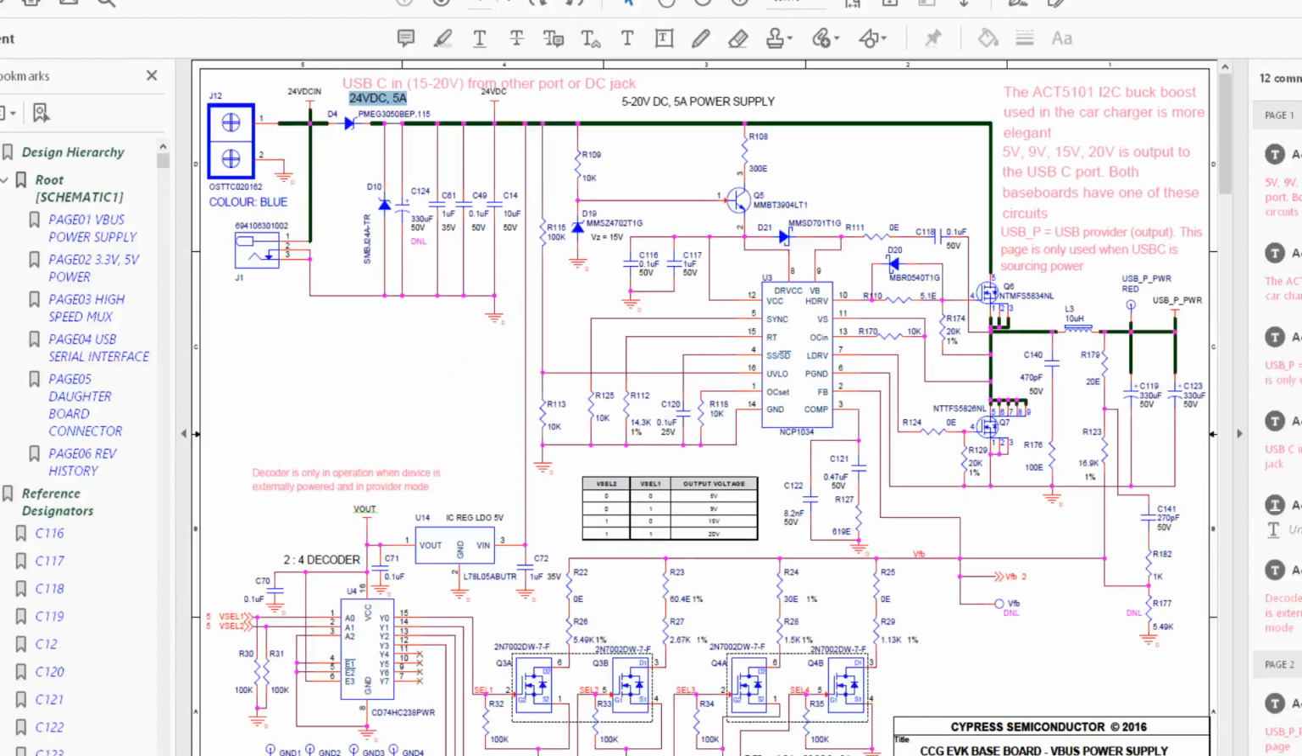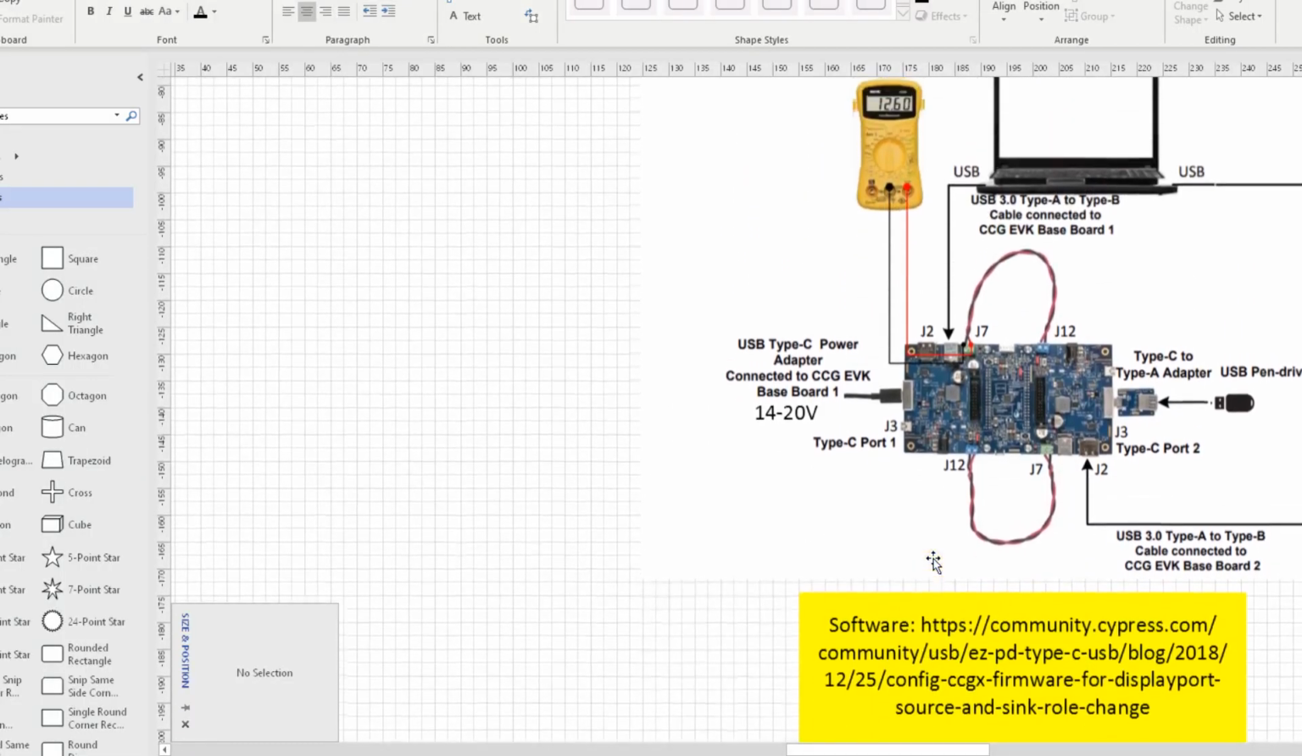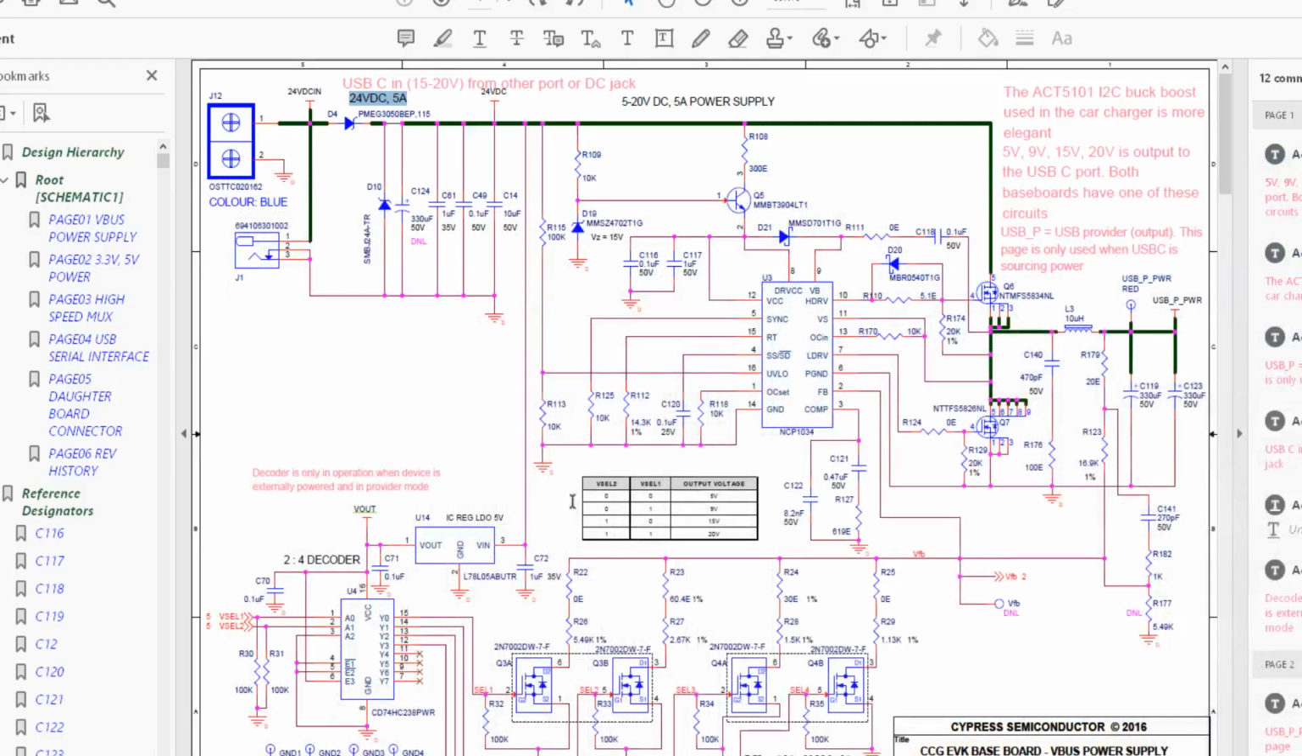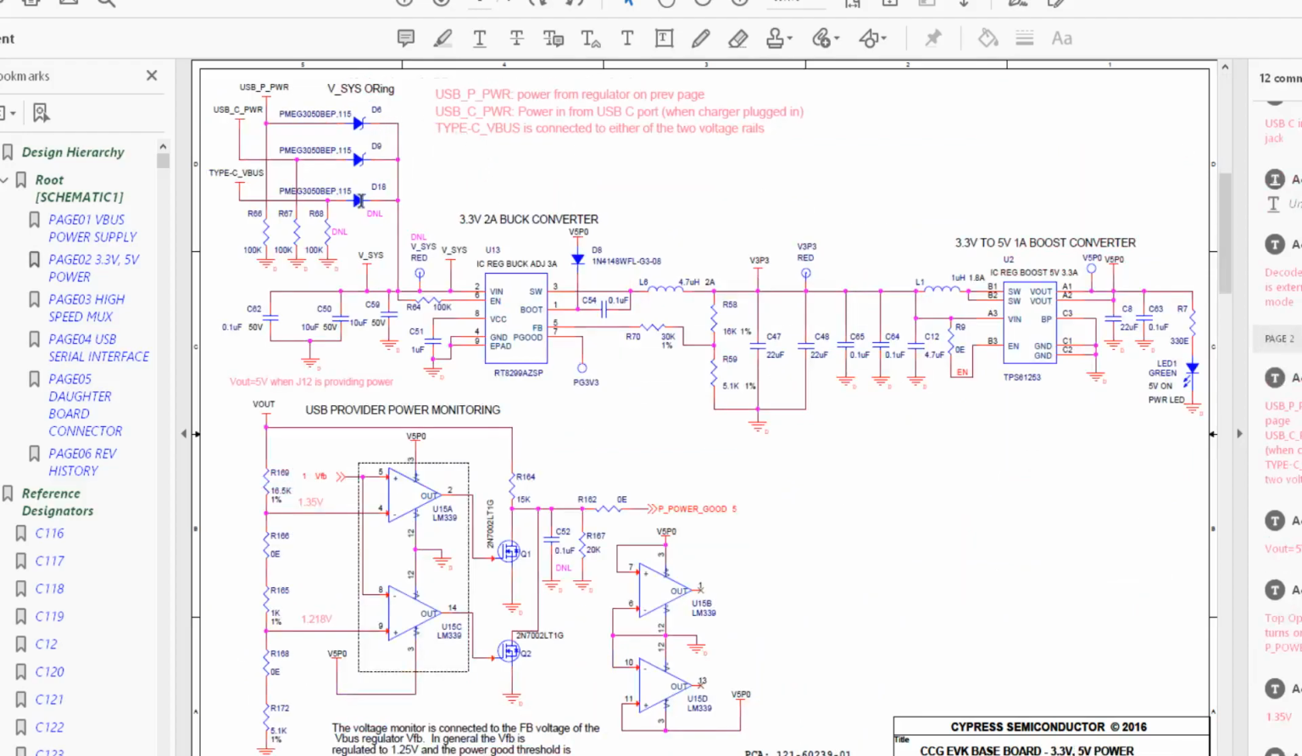Alright, so we've got this. This is the baseboard. The baseboard means the backboard, and the daughter board is the processor board. So this is the backboard, and there's a lot of repetition on this backboard. Anyway, this is the power page. We select the output voltage.